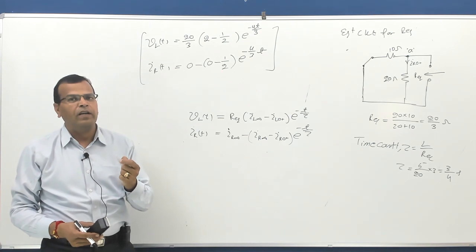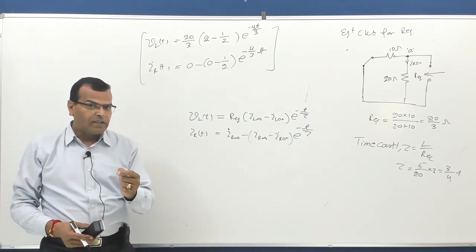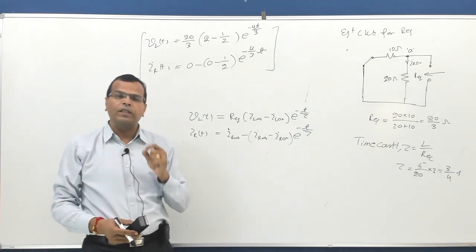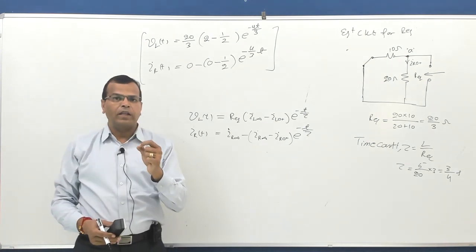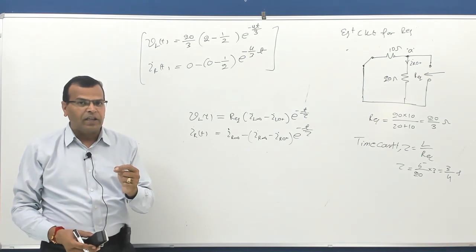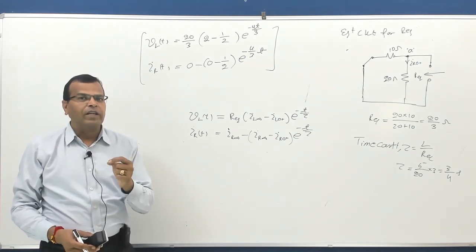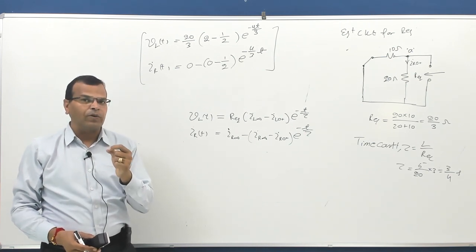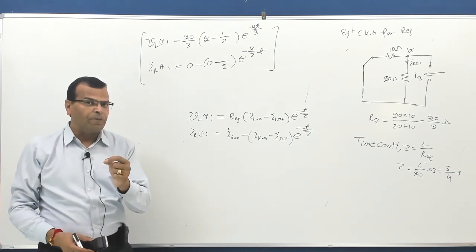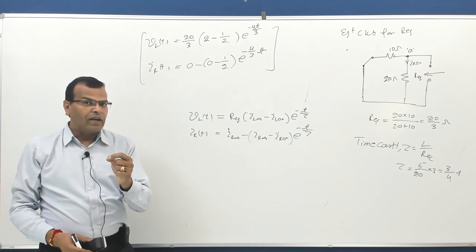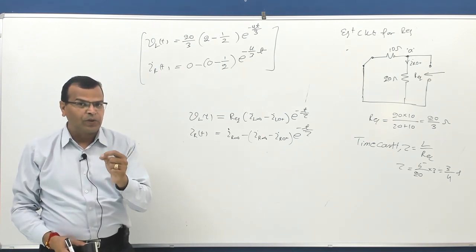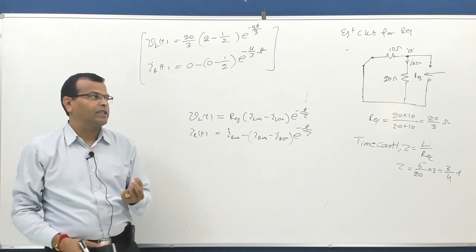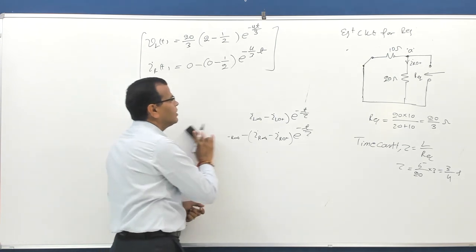Additionally, if you have to find current through the resistance, I have to draw the equivalent circuit for t equal to 0 plus also. Reason? Because current through the resistance can change instantaneously. Therefore, for calculating current IR 0 plus, I need to draw the equivalent circuit for t equal to 0 plus. And at t equal to 0 plus, inductor behaves like a current source of value equal to IL 0 minus or IL 0 plus. So that is how you can solve these questions.